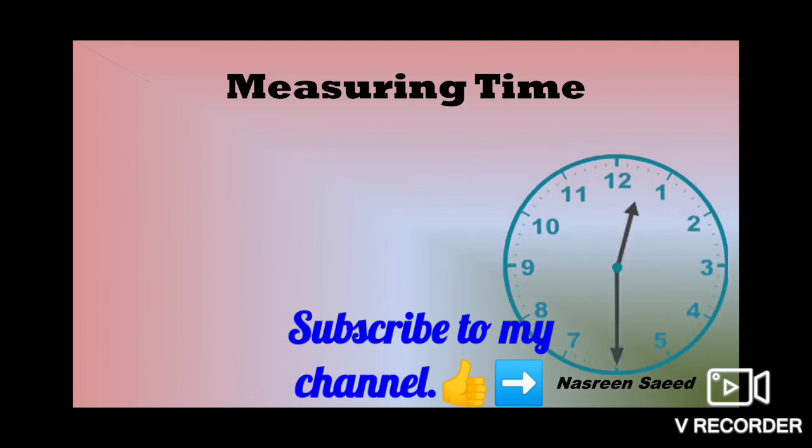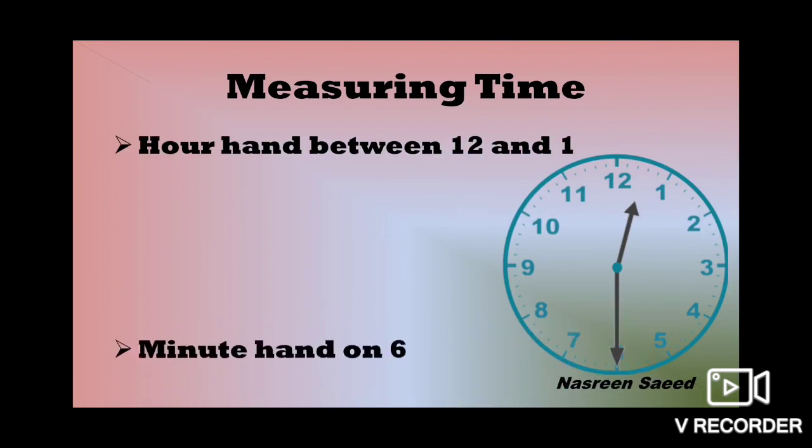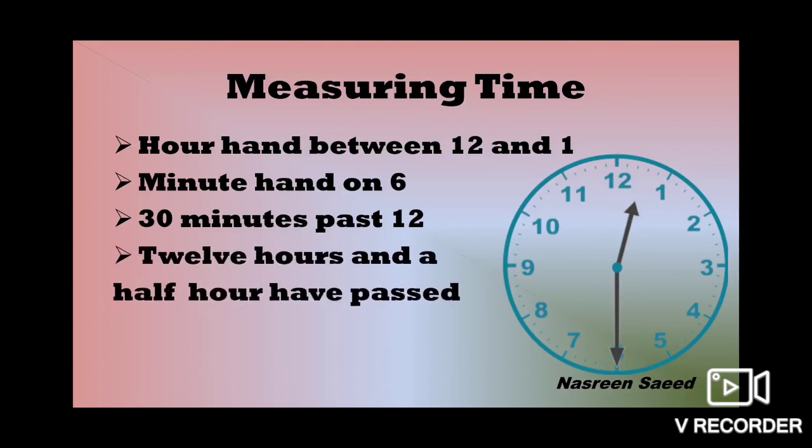Now in this picture, my hour hand is between 12 and 1. My minute hand is on number 6. So it is 30 minutes past 12, or I can say 12 hours and half an hour have passed, or it is half past 12.